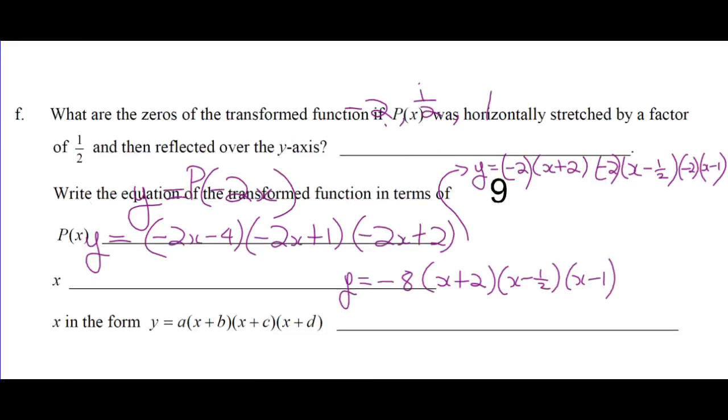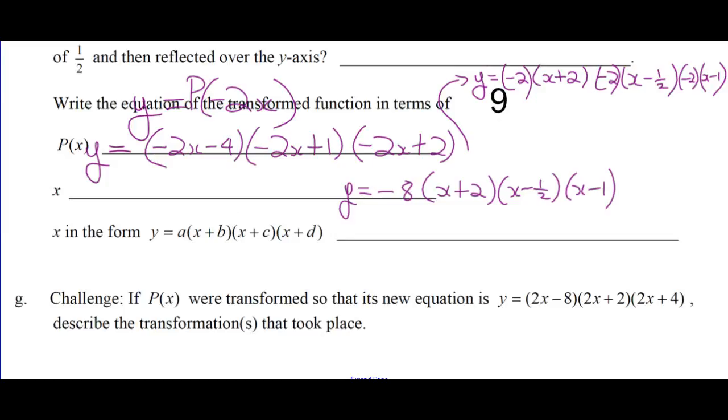Josh? Which way does it go? If P of X were transformed, do you have just one challenge? You don't have the H. You have two, G and H? Okay. I don't see H on here.